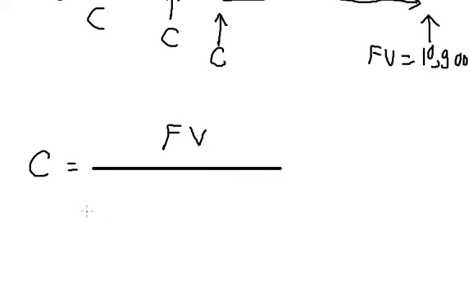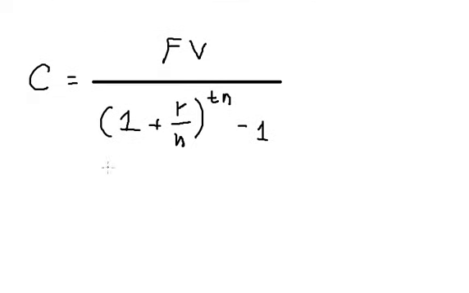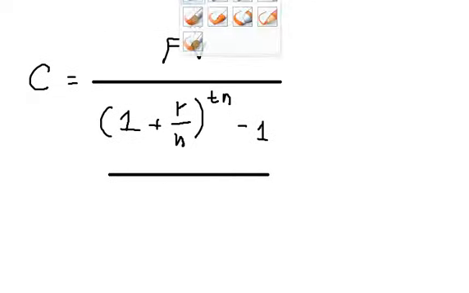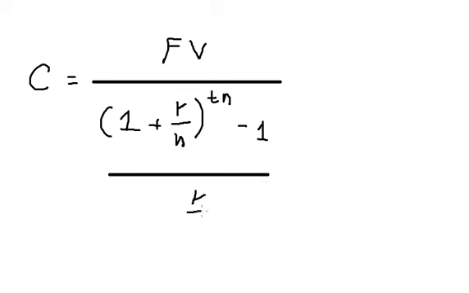And we will have 1 plus R, that's the interest rate, we divide by N, how many times in 1 year. And we have T multiplied by N, minus 1, over R over N.